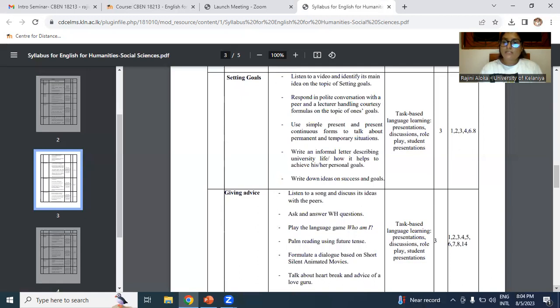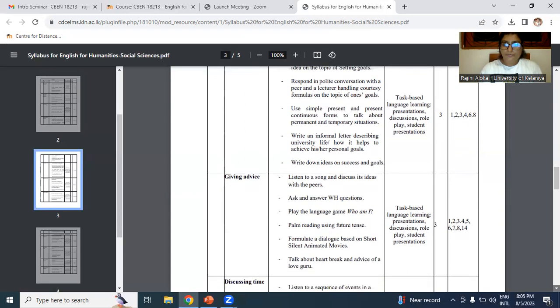Respond in polite conversation with a peer and a lecturer, handling courtesy formulas on the topic of one's goals. Use simple present and present continuous forms to talk about permanent and temporary situations. Write an informal letter describing university life, how it helps to achieve his or her personal goals. Write down ideas on success and goals.